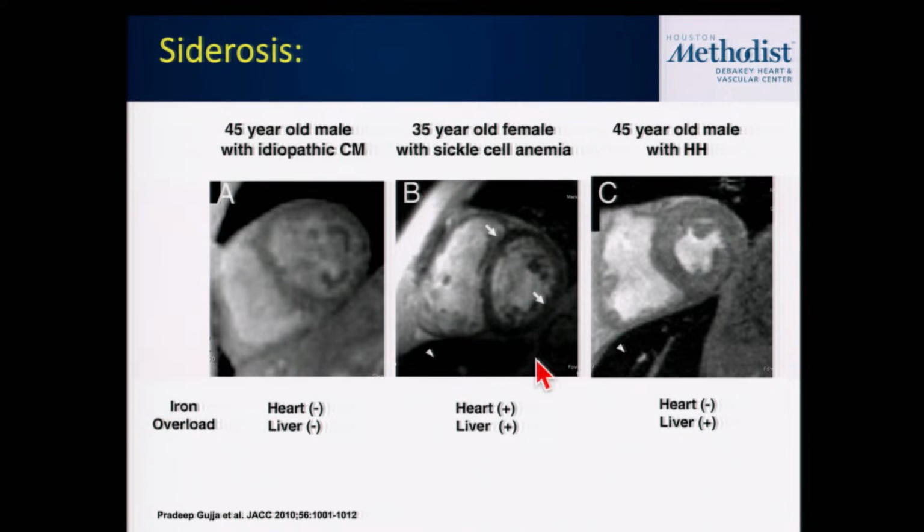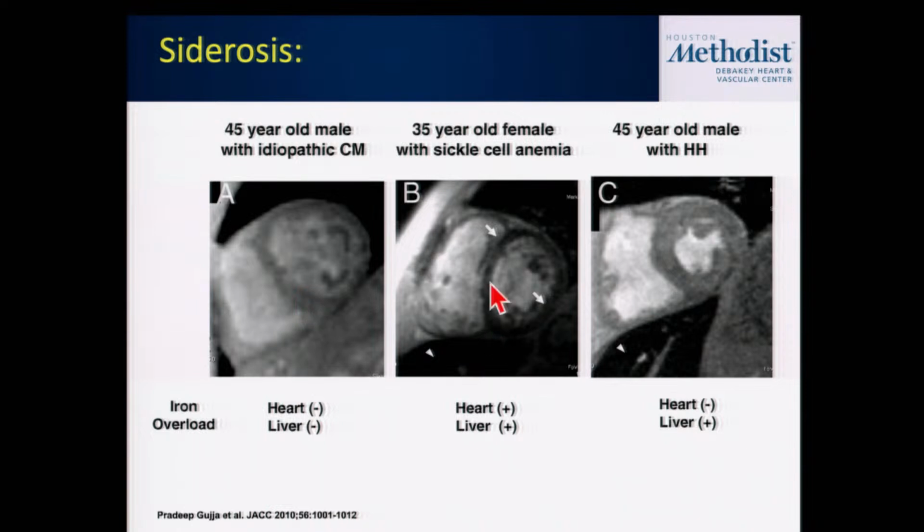And that's a technique called T2 star imaging, all right? This is a technique that's been around for over 25 years, and I'll just show you some example cases. The patient on the left here, notice the heart and the liver are both normal. In other words, they don't show the classic dark appearance that you would expect to see.